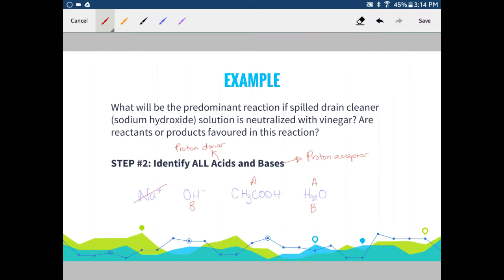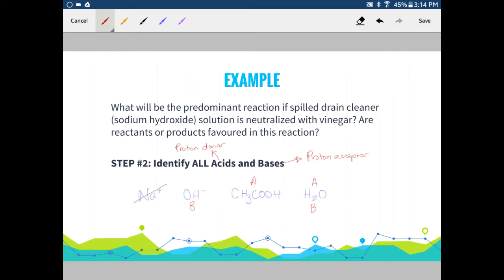So this guy, we have to identify as both an acid and a base, because according to Bronsted-Lowry theory, we need to find our strongest acid and our strongest base. So in some cases, water can actually act as our stronger acid or base. So we always need to consider it and notate it as amphoteric, by notating that it's both an acid and a base.